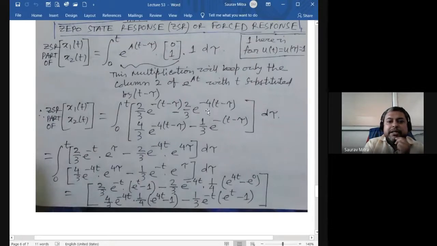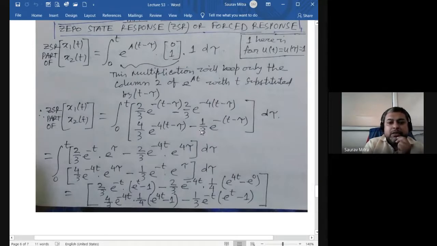And you have to actually integrate e raised to plus 4 tau. So this is the second thing to be integrated. Third thing, 4 by 3 e raised to minus 4t is a constant, and e raised to 4 tau, this part has to be integrated, because all the integration is done with respect to tau. So here this was a 2 cross 1, I have now separated it. So 2 integrations. Here you can write 2 integrations also, top row and bottom row.